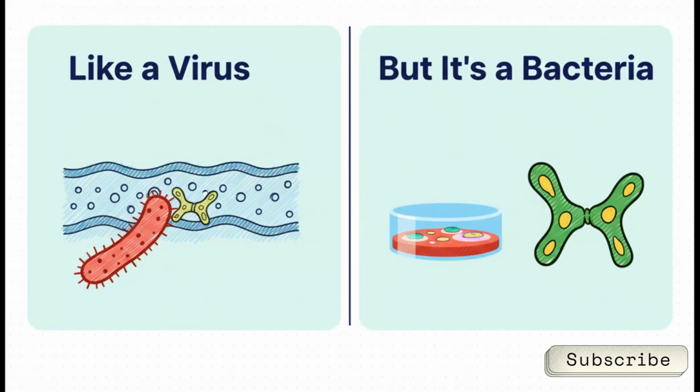Now, mycoplasma kind of has an identity crisis, which makes it a perfect topic for tricky exam questions. On one hand, it's so tiny it can pass right through filters meant to stop bacteria, just like a virus. But make no mistake, it is a bacterium. It's free-living, we can grow it in the lab on artificial media, and it divides by binary fission. It's this weird mix that you have to know.